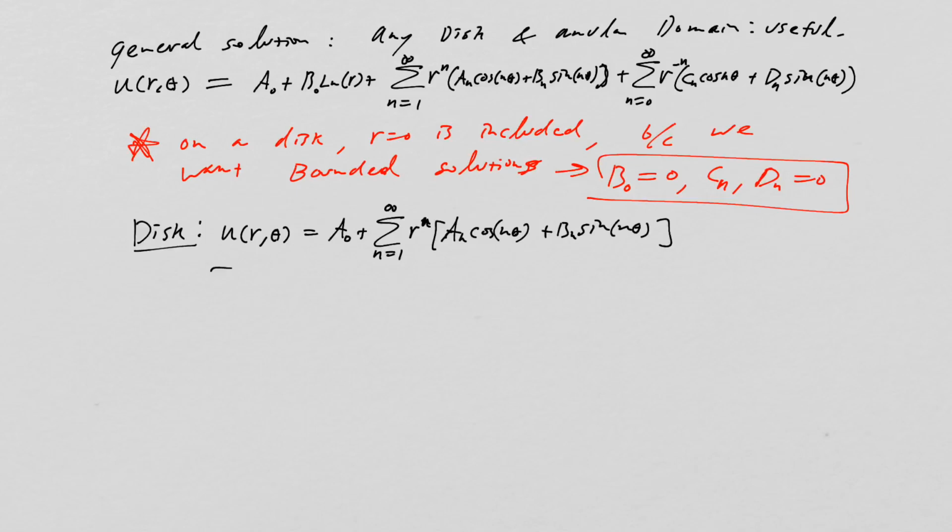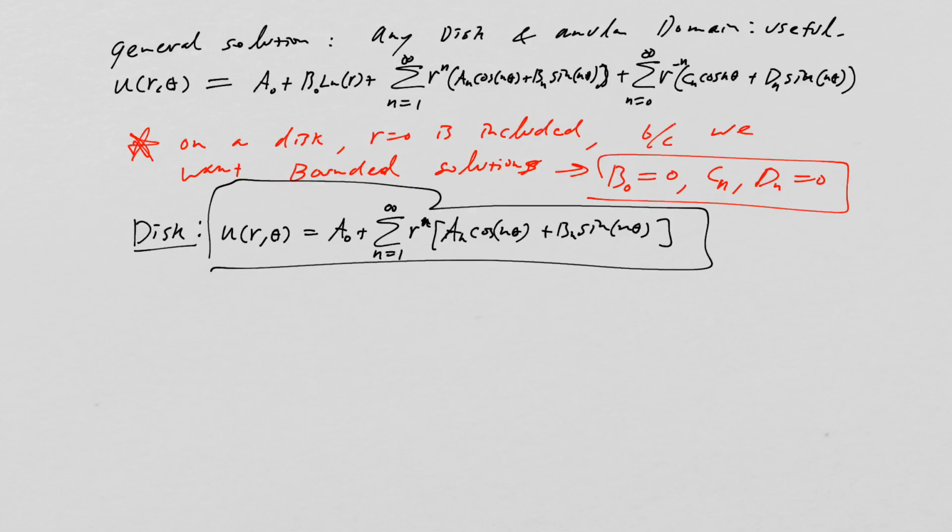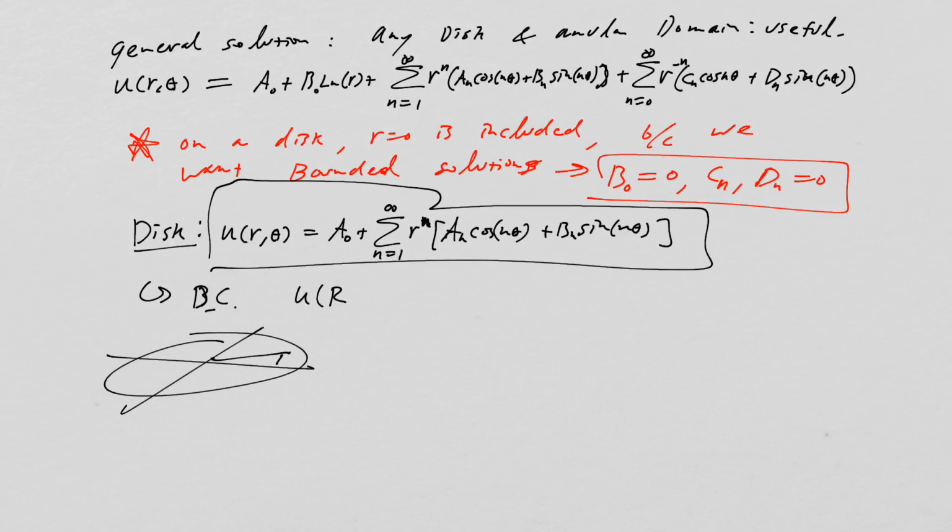Okay, so that's a much more simplified answer there that will work for any disk domain. So there, of course, we have a boundary condition. We can say u at capital R. Again, we have our disk, and it has some radius capital R, let's say, and we have some function f of theta defined around it as our boundary condition. Of course, that is given at the beginning of the problem.